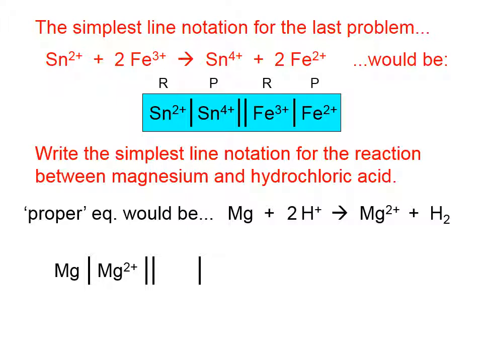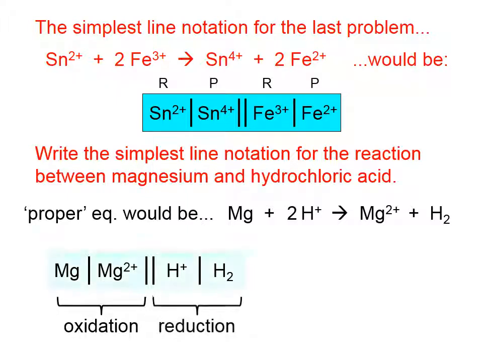Then, what is reduced? And reduction is gain of electrons. So hopefully you can see here that the oxidation number of the hydrogen goes from 1+ on the reactant side to 0 on the product side. We're going to write H+ and H2, and that shows the reduction.